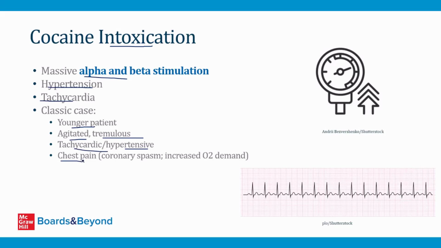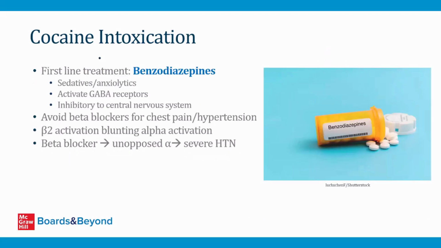Chest pain and heart disease is a big problem related to cocaine because the drug causes coronary spasm, and it also raises the demand for oxygen by making the patient tachycardic. When a patient presents to the emergency room with cocaine intoxication, the first-line treatment is with benzodiazepines. I talk about these drugs in other videos, but they're sedatives and anxiolytics. They activate GABA receptors in the central nervous system, and basically what benzos do is quiet down the upregulated central nervous system that's caused by cocaine.